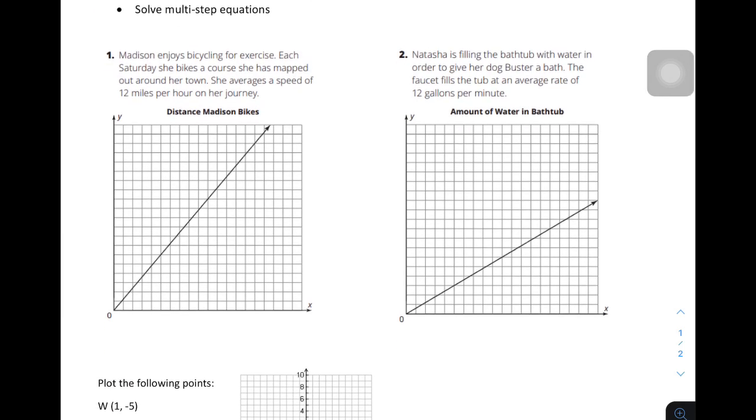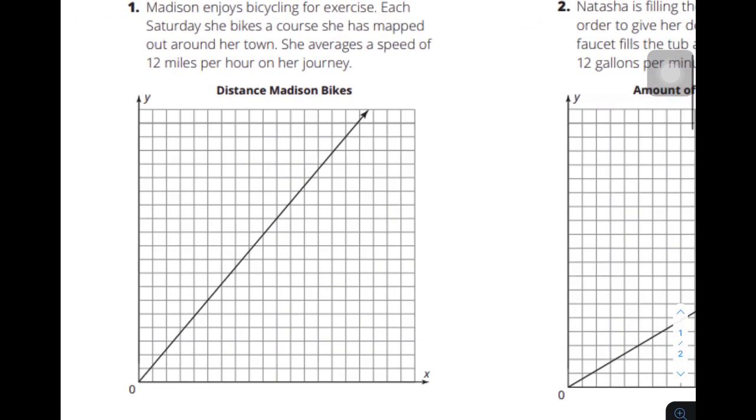Madison enjoys bicycling for exercise. Each Saturday she bikes a course she has mapped out around her town. She averages a speed of 12 miles per hour on her journey. And then we have a graph that shows her situation.